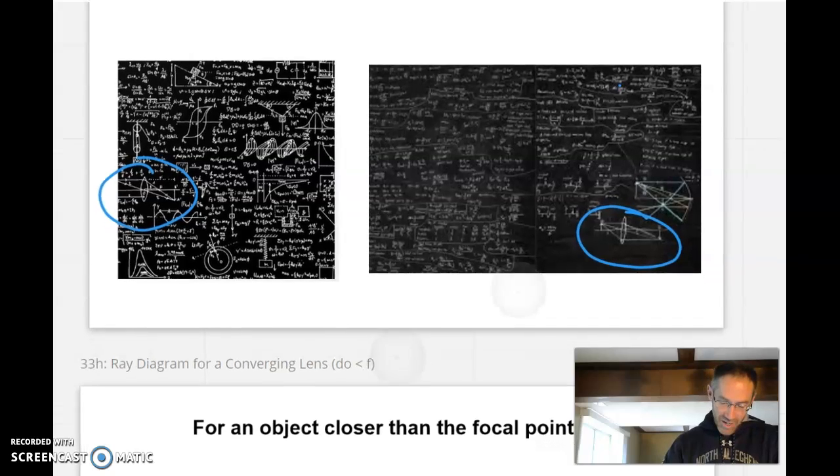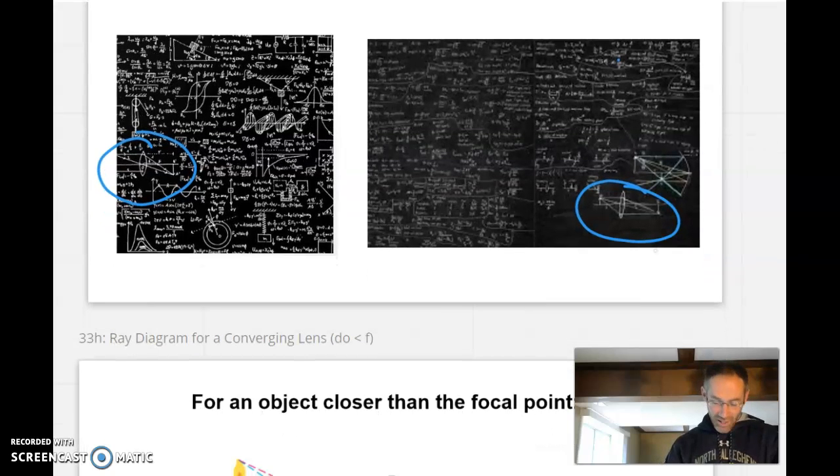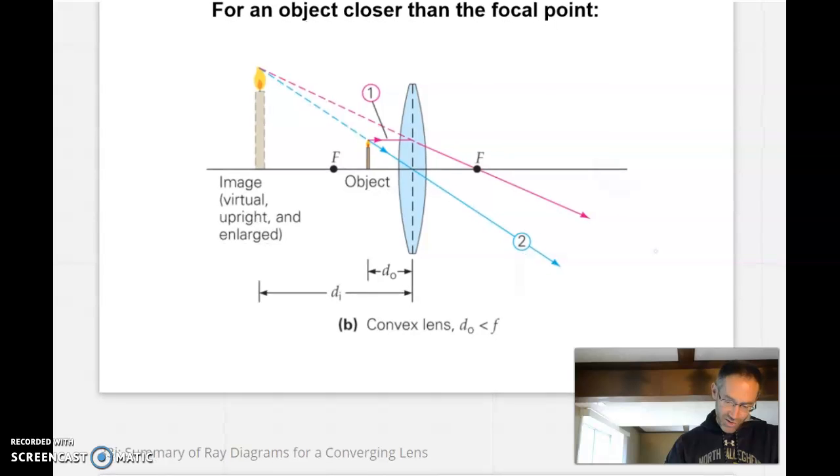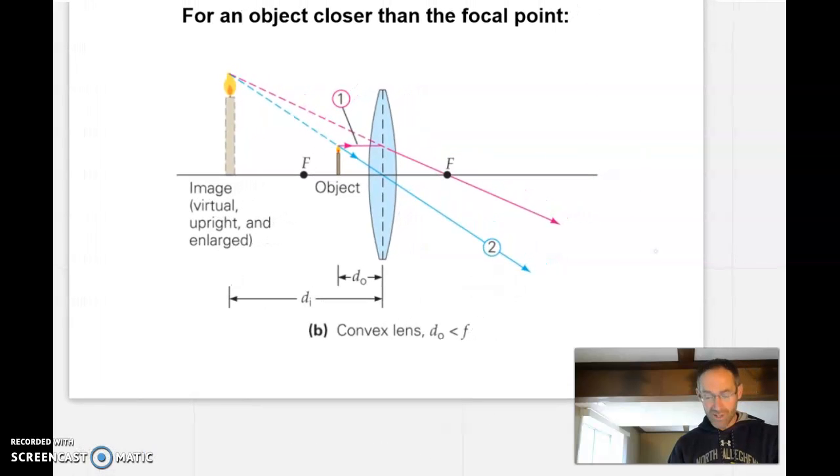Now that's what you get whenever you're outside of the focal point. You get that real image. But what about whenever you're closer than the focal point? Well, when you're closer than the focal point, same thing you got with a mirror. You get a virtual image that's magnified.